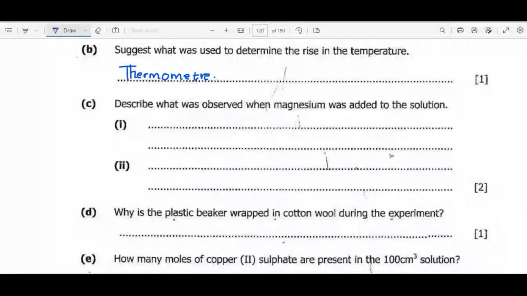We move on to the question: describe what was observed when magnesium was added to the solution. So the color of the solution changed from blue to colorless.